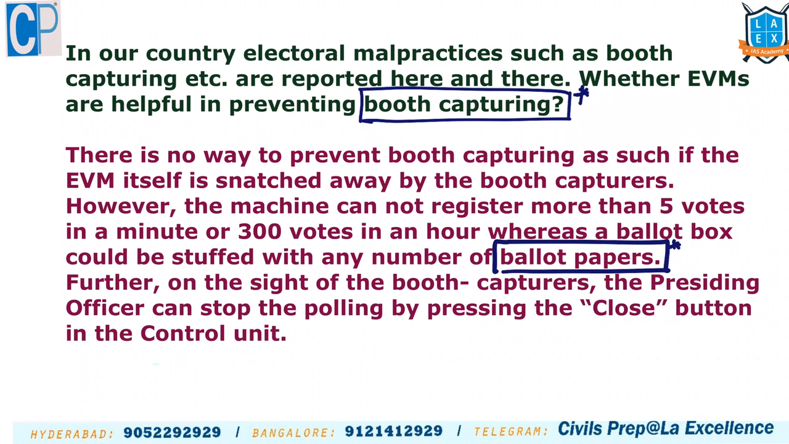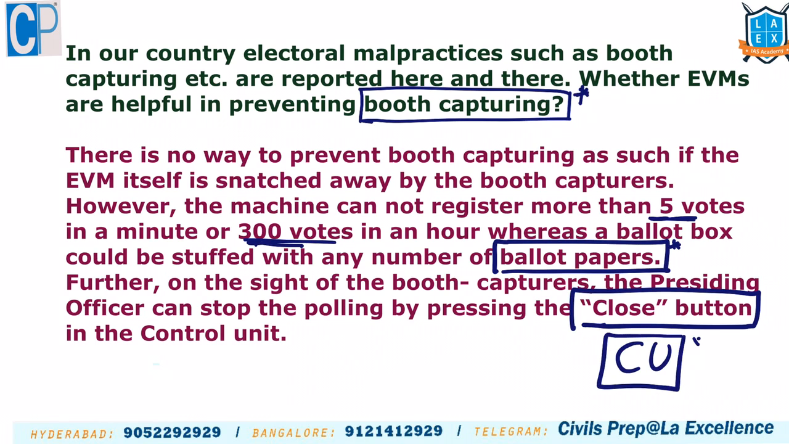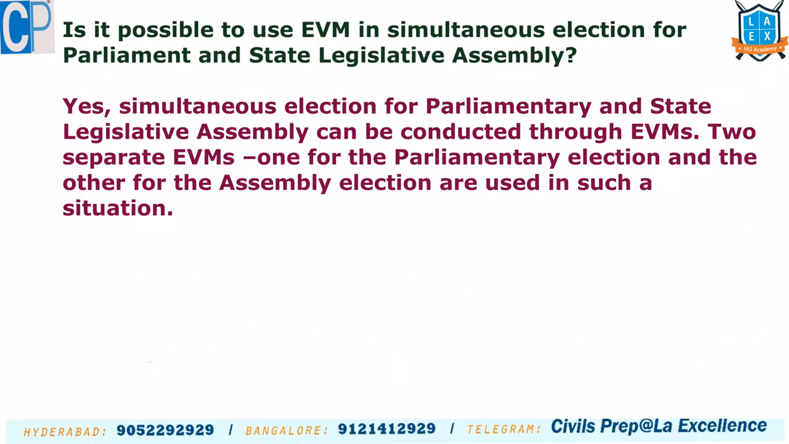But now with the EVMs, that problem can be addressed substantially because an EVM cannot register more than 5 votes in a minute and 300 votes in an hour. That's one of the limitations. Plus, the presiding officer can press the close button available in the control unit, because the control unit is with the presiding officer. That way, EVMs are much more helpful as compared to the traditional system.